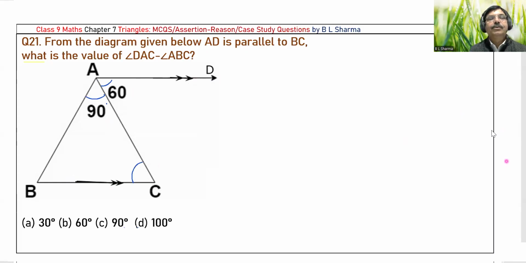Angle C is equal to 60 degree because these two angles are alternate angles. And by angle sum property, this angle 90, this 60, so this angle will be 30 degree. So angle DAC is 60 degree, angle ABC is 30 degree. So 60 minus 30, that is 30 degree.